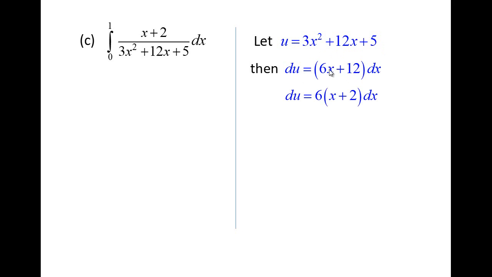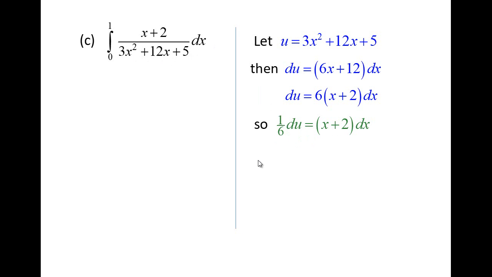Now I'm going to factor out the 6 here, so that's going to give me 6 times x plus 2 dx. And one more step I'm going to do here is 1 over 6 du is x plus 2 dx. And the reason I did that is because remember that we have to write dx in terms of du. So to do that, I need this factor of x plus 2. So x plus 2 is right here, together with dx can be replaced with 1/6 du now. Okay, so the denominator would be just u.